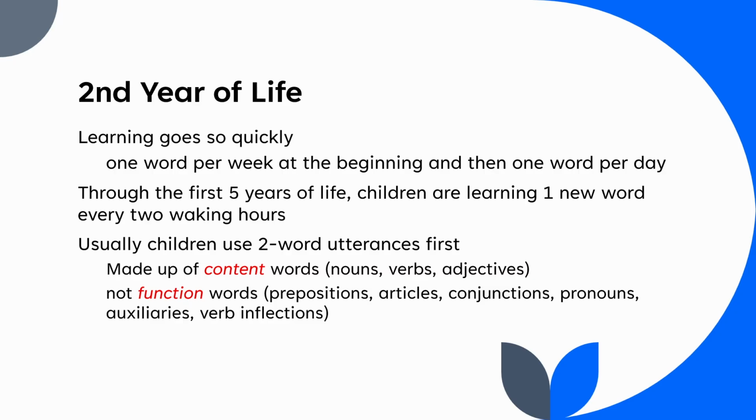These early phrases are made up of content words, such as nouns, verbs, and adjectives, which carry meaning. At this stage, children generally do not use function words like articles, prepositions, pronouns, auxiliaries, or verb endings. These grammatical elements emerge later as children's language becomes more complex.